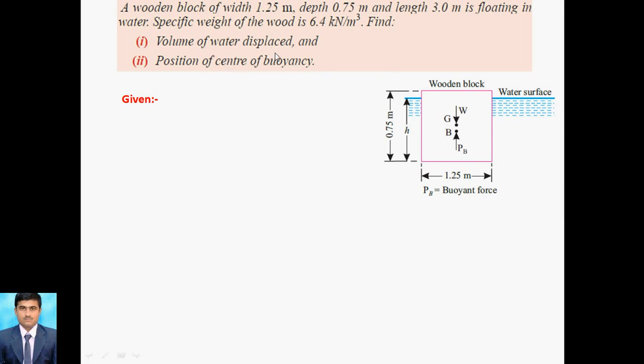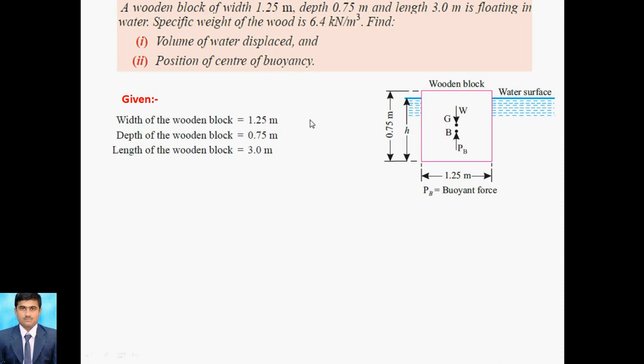Two terms are required for this problem: the volume of water displaced, that is, how much water it displaces, as well as the position of the center of buoyancy, that is h bar. Now we go to the given data. As we know, the width is 1.25 meter, the depth is 0.75 meter, and the length of this wooden block is 3 meter. First of all we calculate the volume of the block.